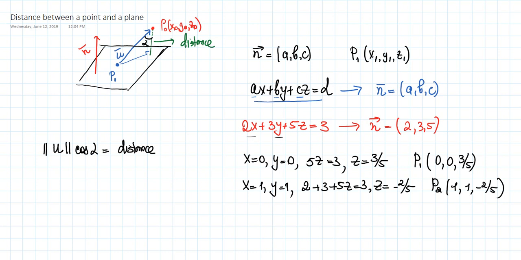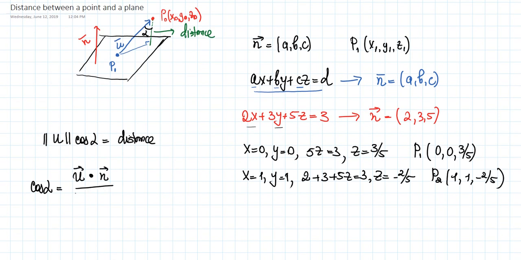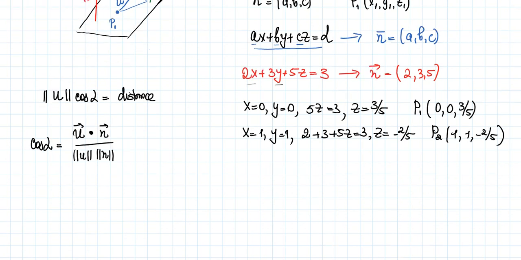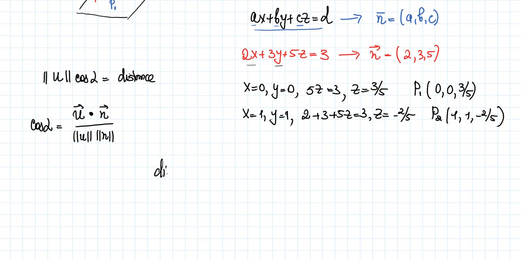Okay, so we can find the cosine of alpha using the equation u dot n, right? Because this gives the angle between the vector u and n, divided by the norm of u multiplied by the norm of n, right? So now we can find the distance by substituting the cosine of alpha. The distance is equal to the norm of u times u dot n divided by the norm of u times the norm of n. This was the cosine of alpha.